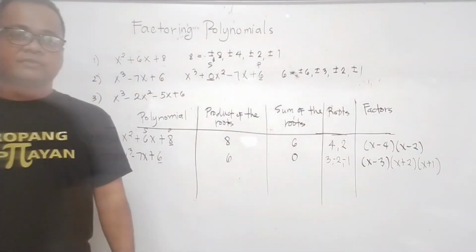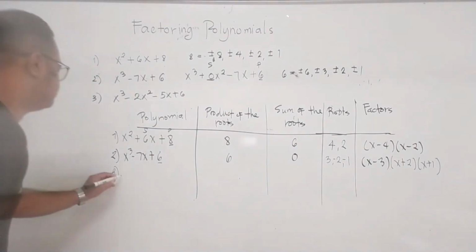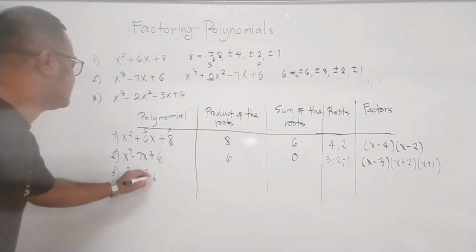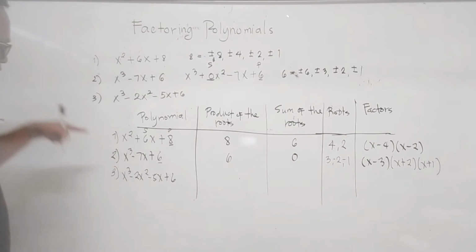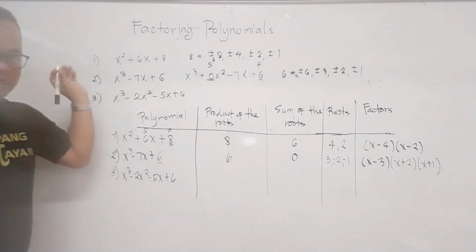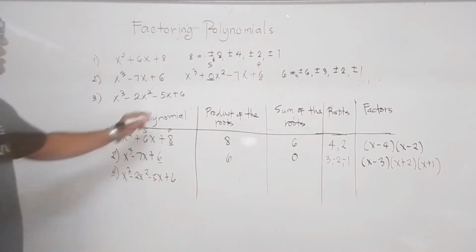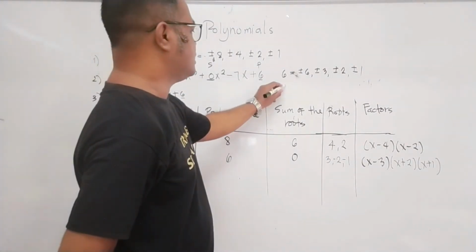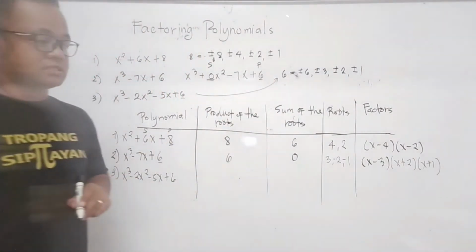Okay? Next, the last one, we have x cubed minus 2x squared minus 5x plus 6. Okay, look at the exponent. It is already arranged in descending form, so no problem. The factors or the constant here is 6. Okay? And these are the factors of 6.